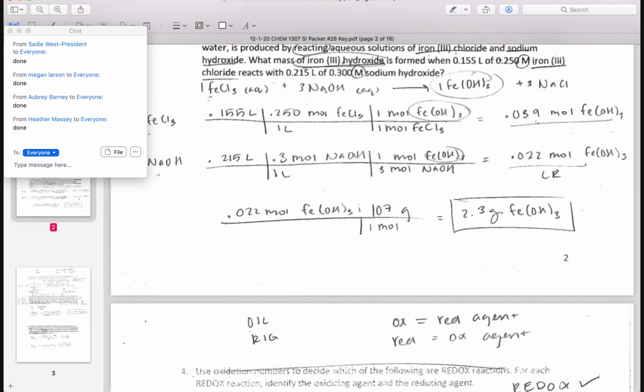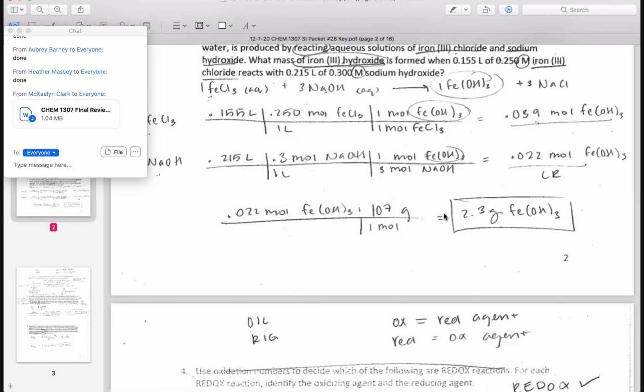Okay, so it looks like everyone is finishing up, so let's go ahead and talk about this one. Real quickly, someone asked if I could send the final review packet. The packet you're working on is for this session, but here's the final review packet if you need it. Okay, so let's talk about this redox reaction problem.